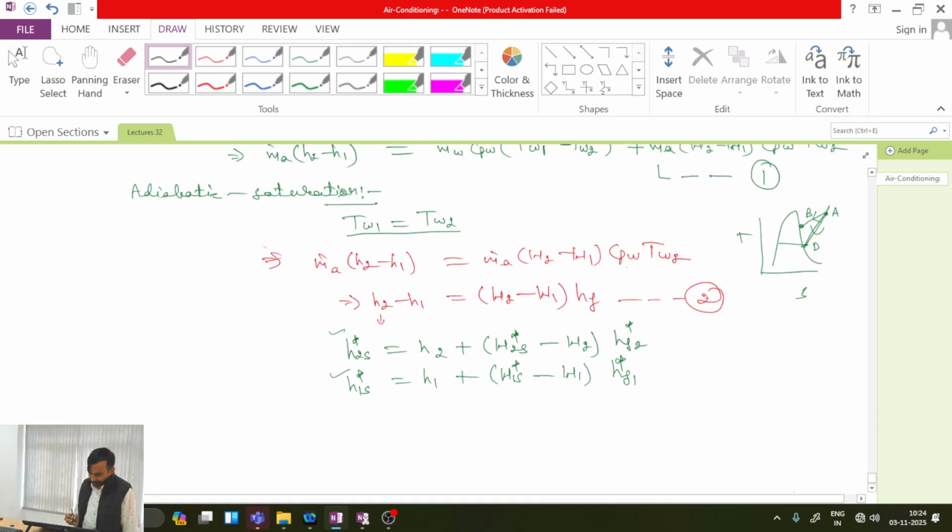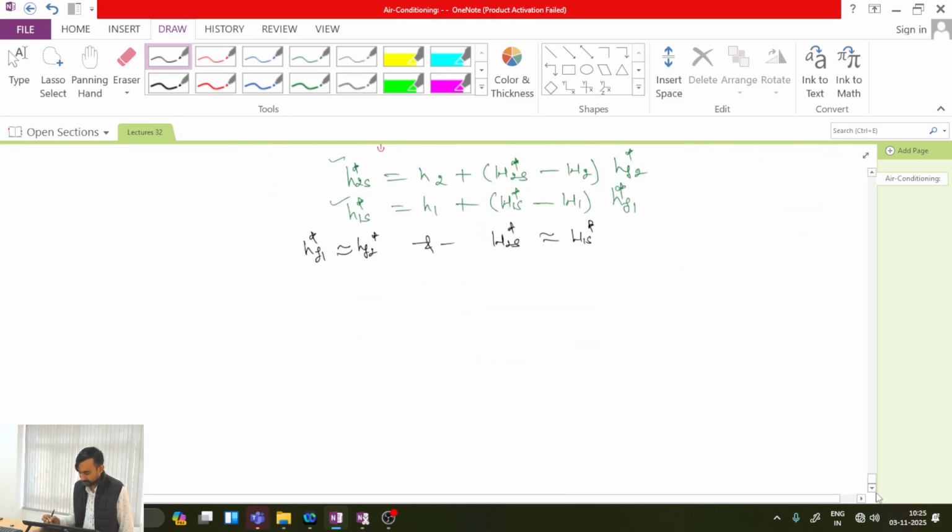Now let us make two assumptions. Let us assume that HF1 star is nearly equal to HF2 star. This is my very first assumption, and the second assumption is that W2S star is nearly equal to W1S star. Is this one clear? So I have made two assumptions over here.